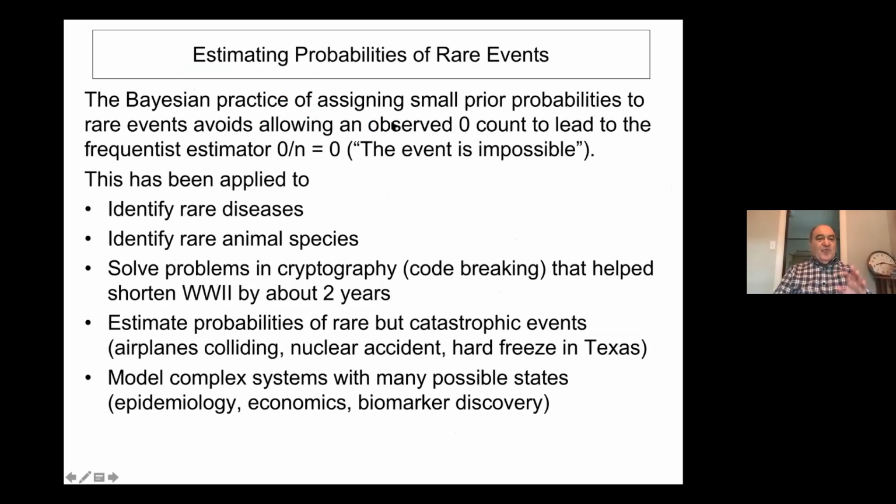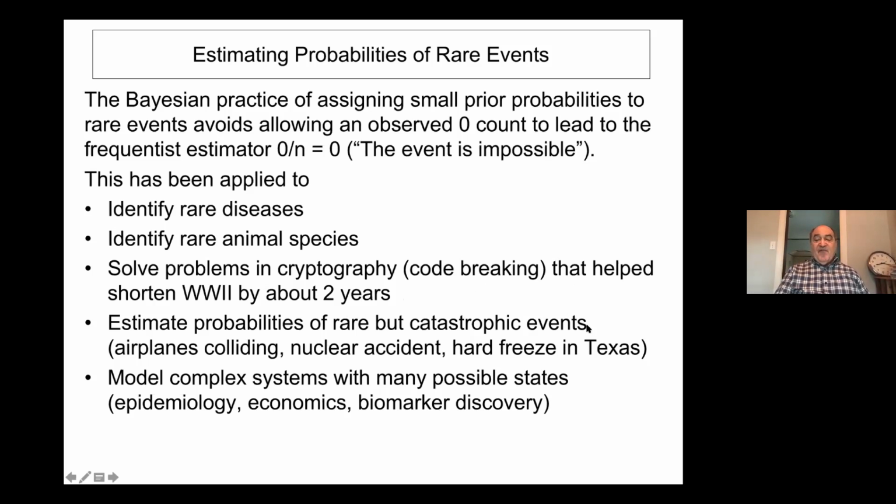So here's how this works. The Bayesian practice of assigning small prior probabilities to rare events avoids allowing an observed zero count to lead to the frequentist estimator that is zero, that says the event is impossible. And this has been applied many times, applied to identify rare diseases, identify rare species, solve problems in cryptography, which is code breaking, at the National Security Agency that probably shortened World War II by about 2 years.